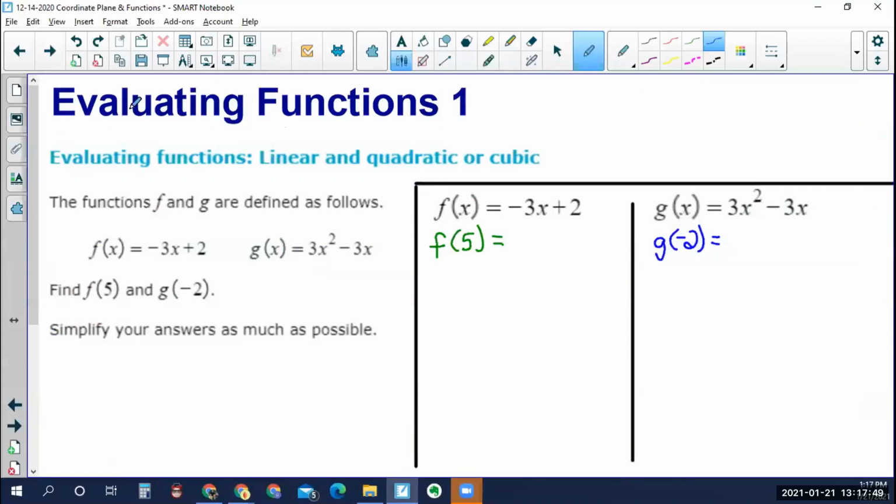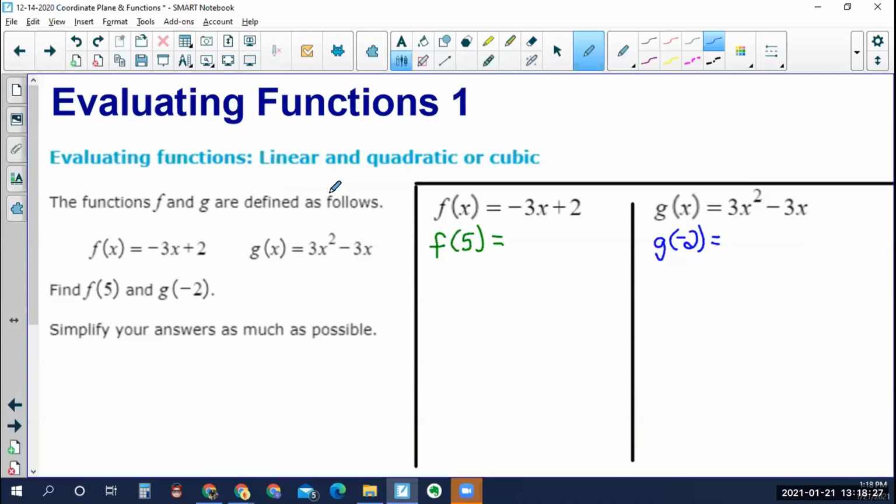So up here in the darker blue, evaluating functions 1, that's just what it's going to say on the Google slide. So I put that up there so you know which Google slide it goes on. The lighter blue is actually the kind of heading or title that we would see in ALEKS if we were doing this in ALEKS, which you will be in a little while. So evaluating functions linear and quadratic or cubic is the section this problem's in. And then this typed written stuff is what the actual ALEKS problem will say. Everything over here in the box is just me making a space for us to do the work.